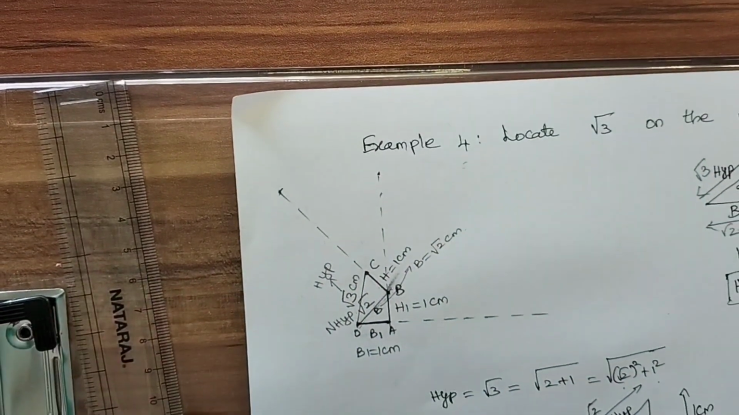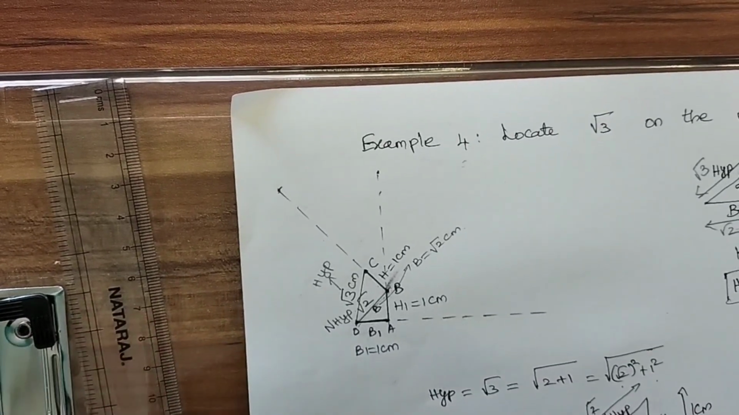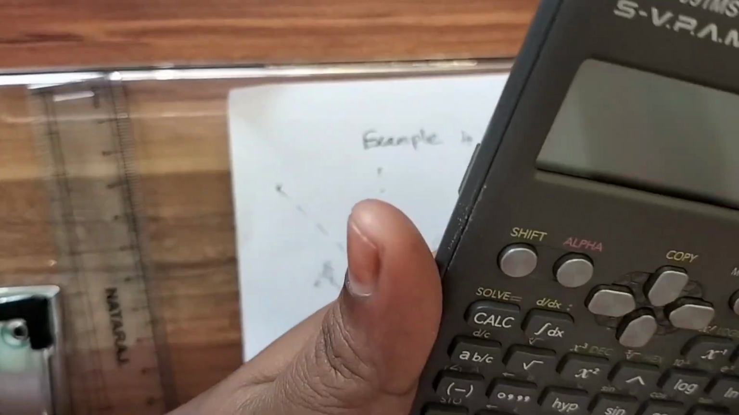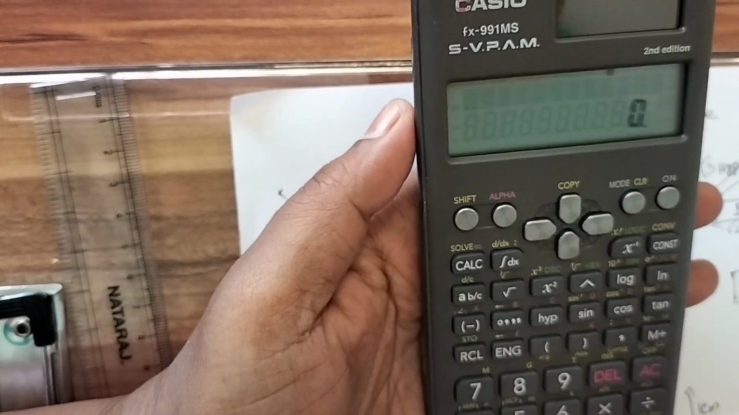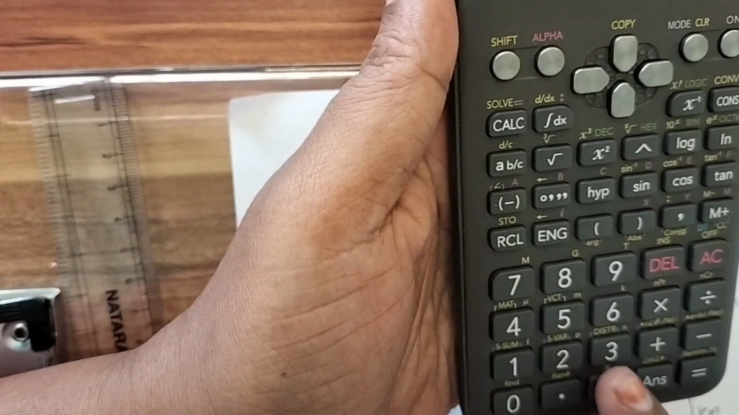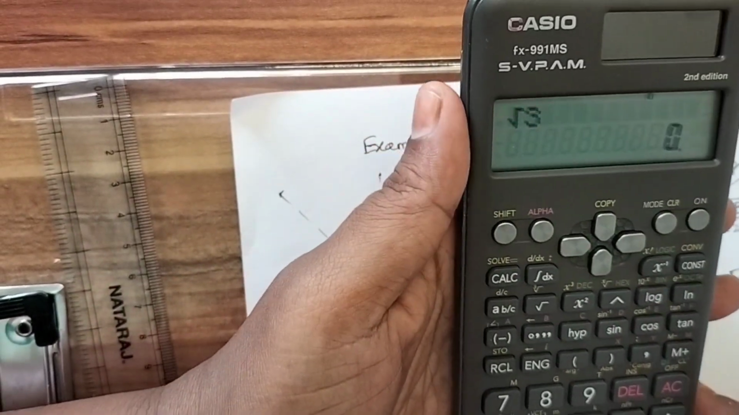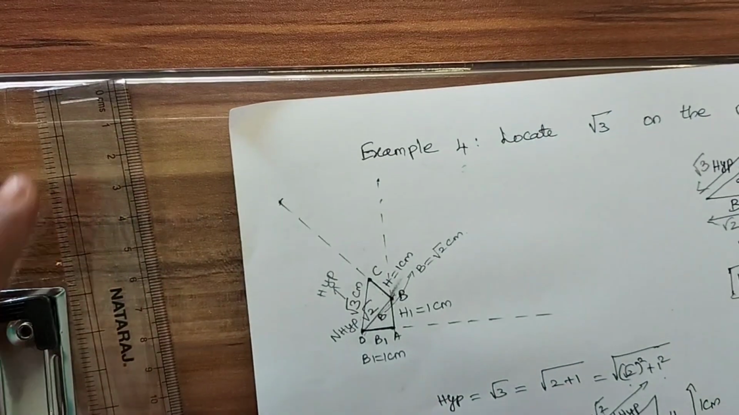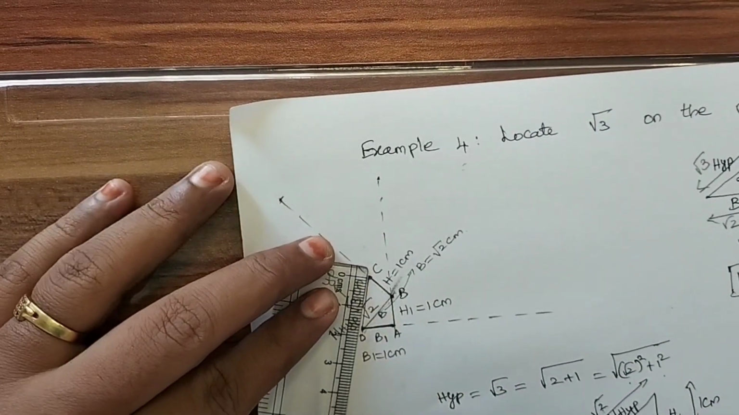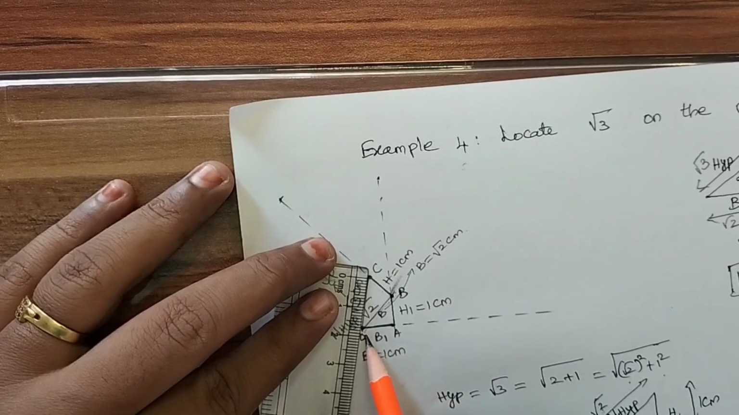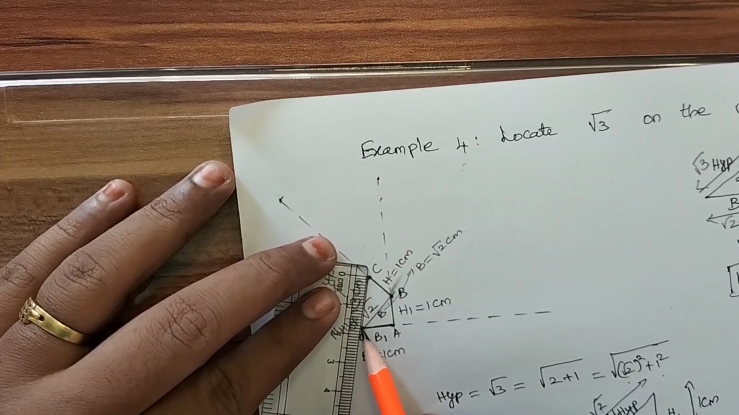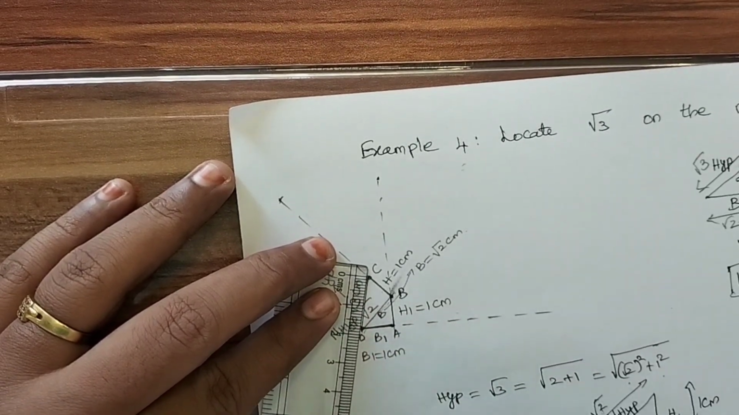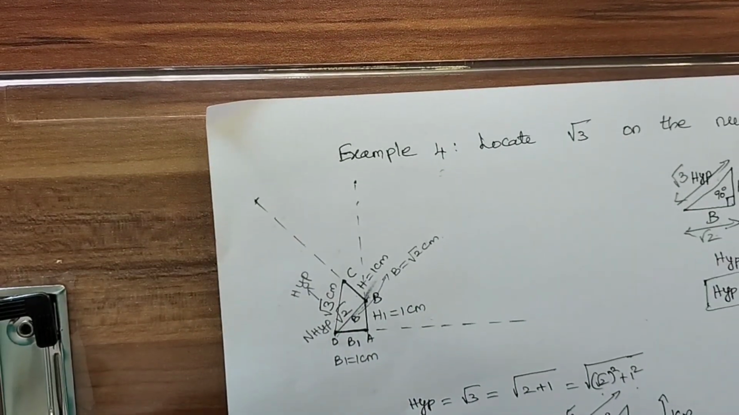As I already said, take your calculator. Root of 3 is what? 1.732. So just measure this value, right? It is coming around 1.8, nearby 1.8 it will come. Since it is 1.732, before 1.8 it will come. So correctly I am measuring your root 3.